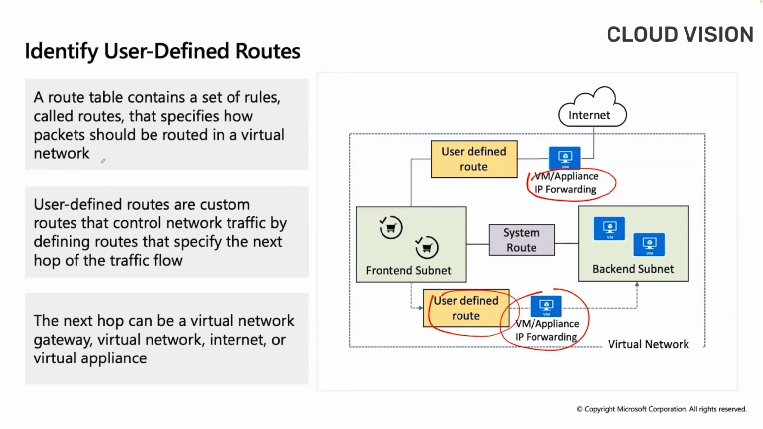Now, each route table can be associated to multiple subnets. But a subnet can only be associated to a single route table. Okay, just remember that. There are no additional charges for creating a route table in Microsoft Azure. And if you think you will need to create a custom route, then this is the route. Okay.